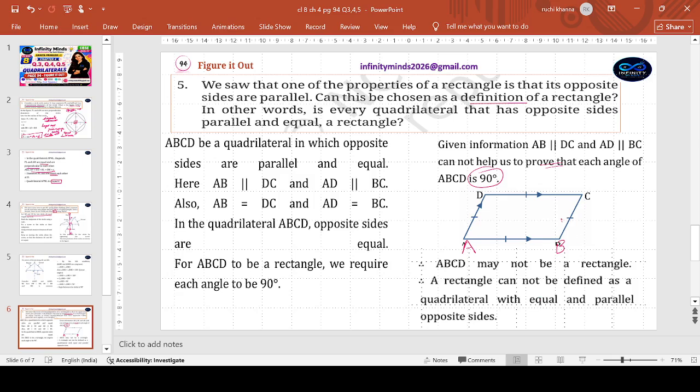Those conditions are satisfied, they are required, but they aren't essential for making something a rectangle. For something to be a rectangle, we must be told that even one angle is 90, and then it can be done. For example, if one angle is told, and of course if angles are given to be 90 degrees. Okay, clear? So this isn't a sufficient condition.